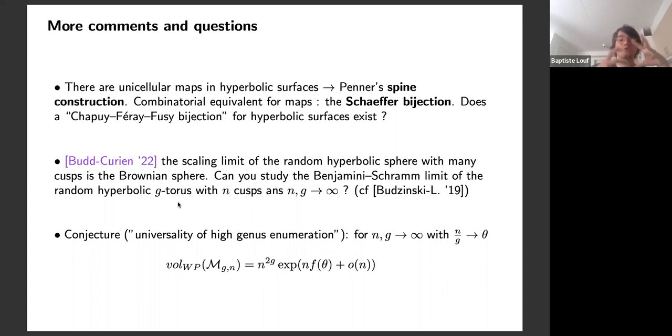And actually this construction is the equivalent of something called the Schaeffer bijection on maps, which also builds a unicellular map inside a general map. So we have two very similar equivalent constructions on these two objects. Now I presented you another magic bijection, which is called the Chapuy, Féray and Fusy bijection. It works on maps, and the natural question is, do we have a similar thing for hyperbolic surfaces? That's an open question.